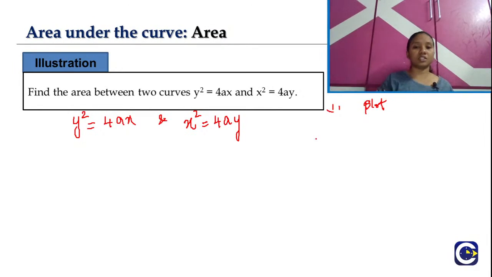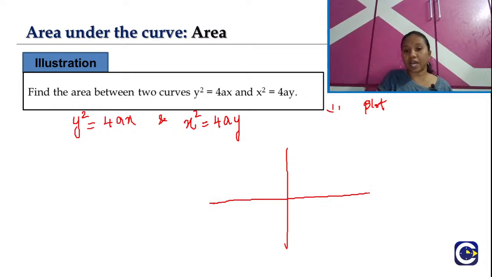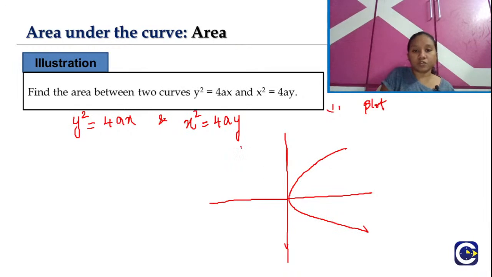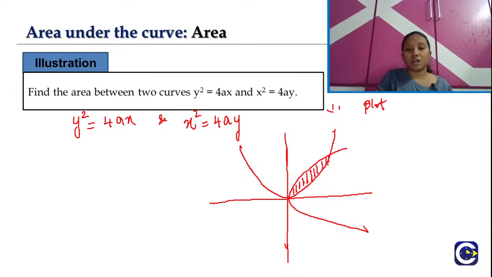There is nothing to worry about here, because by looking at the curves we already know these are parabolas. So we already have an idea of this standard parabola, right? So y square equal to 4ax will be something like this, and the sketch of x square equal to 4ay will look like this. If we observe, the area enclosed between these two curves is this portion of area, right? Which means, what is this intersection point? It is nothing but the origin, and we have to get the other intersection point, which is here.